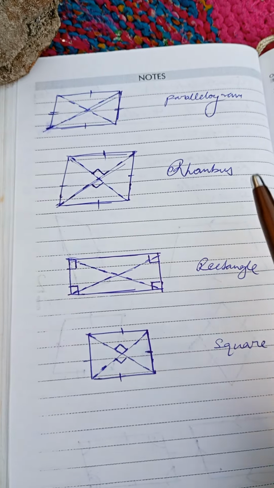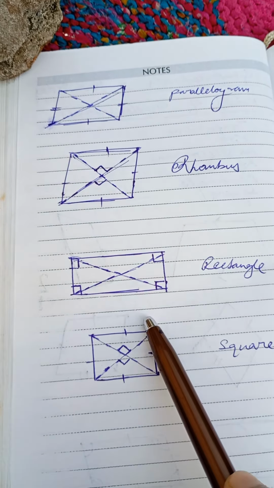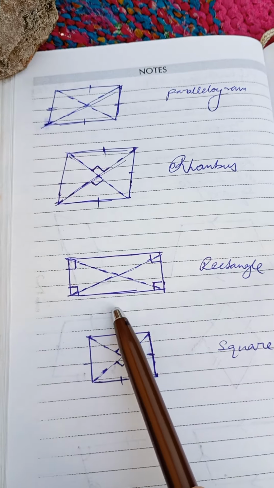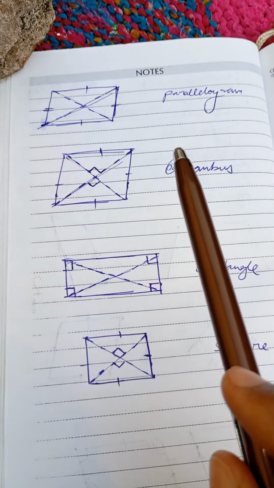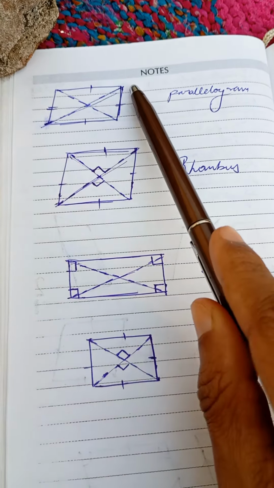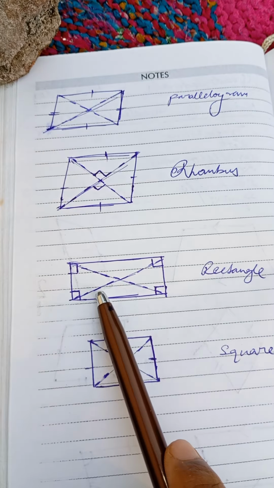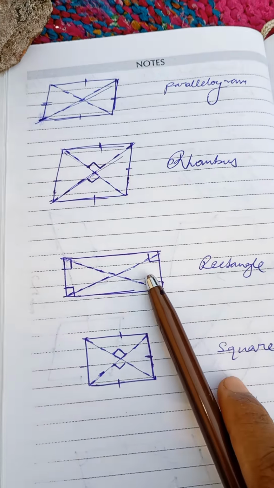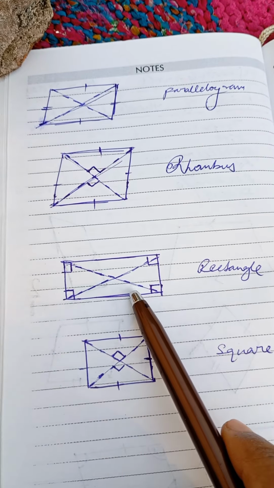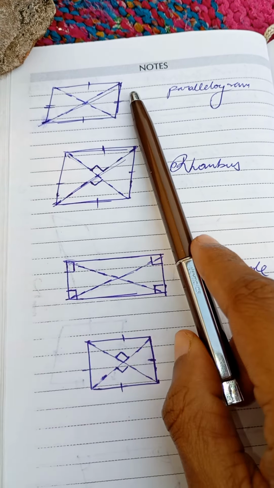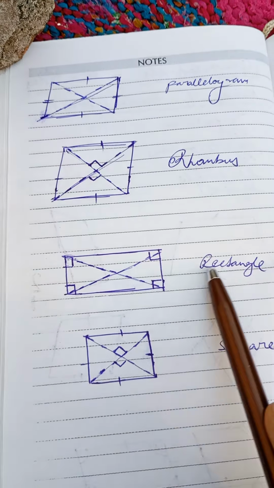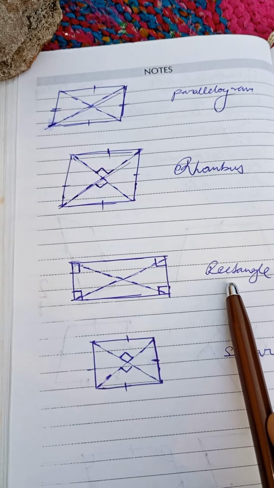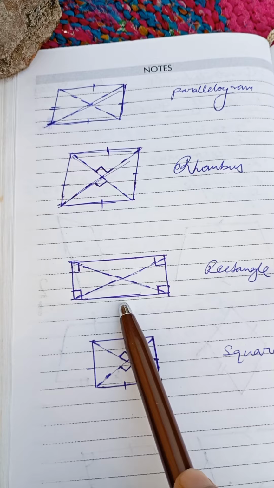Rectangle is also a special kind of parallelogram. So if we make all the angles of a parallelogram equal, it becomes a rectangle. In a parallelogram, the opposite angles were equal, but in a rectangle, all the angles are equal. Another difference between parallelogram and rectangle, the diagonals of a rectangle are equal, which was not the case in a parallelogram. Rest, all the properties of a parallelogram are found in a rectangle. Opposite sides are parallel and equal.